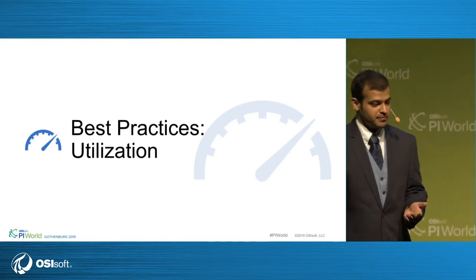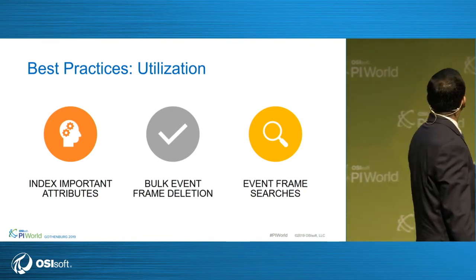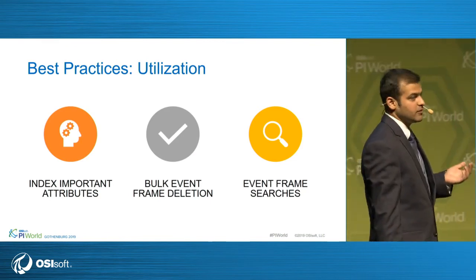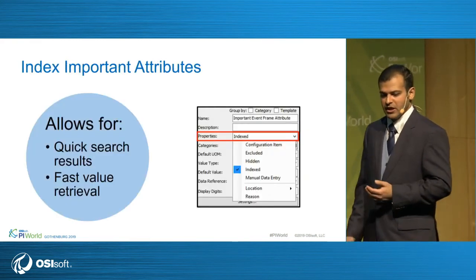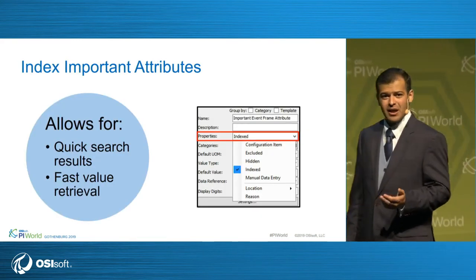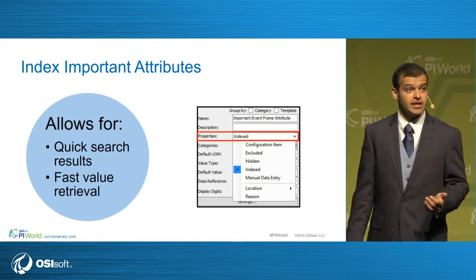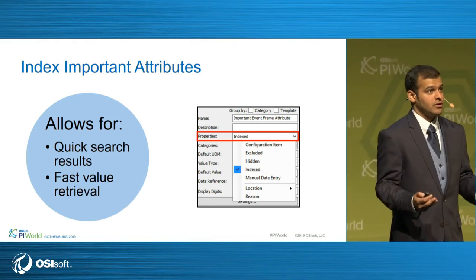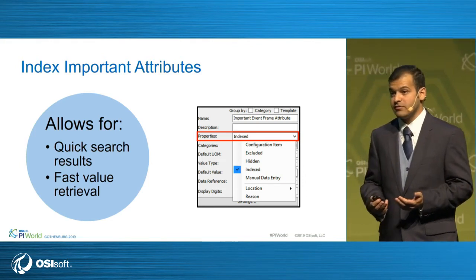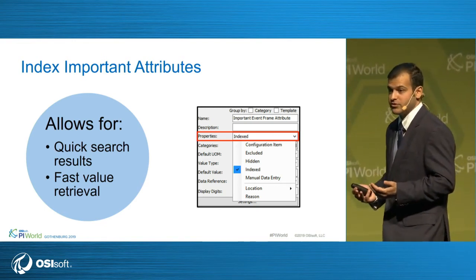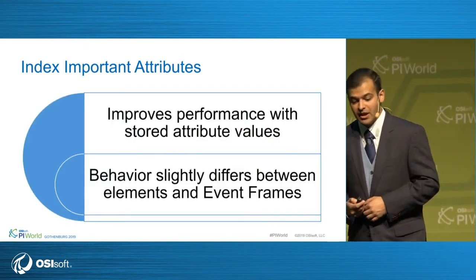of event frames. So in utilization, we are going to talk about indexing important attributes, bulk event frame deletion, and event frame searches. So what is indexing? Well, if you have certain attributes with your event frames that you use more often than others, and they're part of your regular tasks, you could just index them for better performance. So you get quick search results and fast value retrievals. Simple as that.